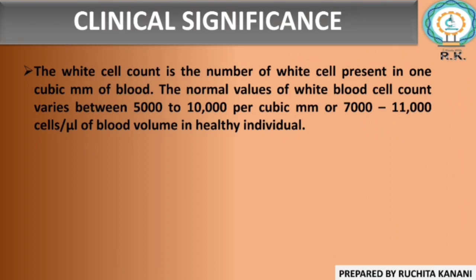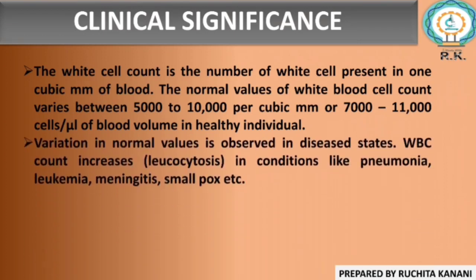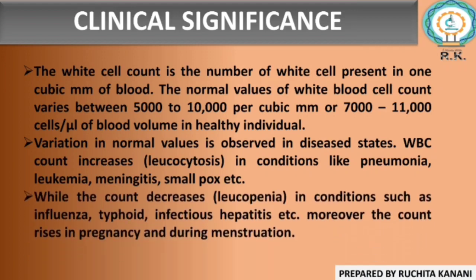Then what happens if total WBC count is high? A high WBC count may be a result of leukocytosis in conditions like pneumonia, leukemia, meningitis, smallpox, etc. Then what happens if total WBC count is low? A low WBC count may be a result of leukopenia in conditions such as influenza, typhoid, infectious hepatitis, etc. Moreover, the count rises in pregnancy and during menstruation. Thus, white blood cell count is useful in diagnosis.